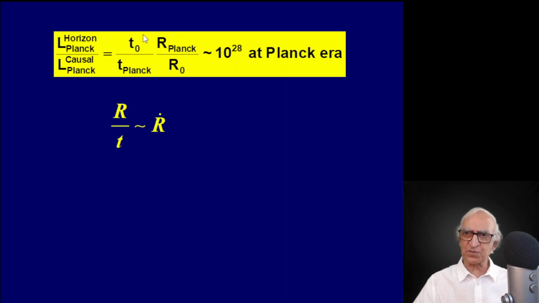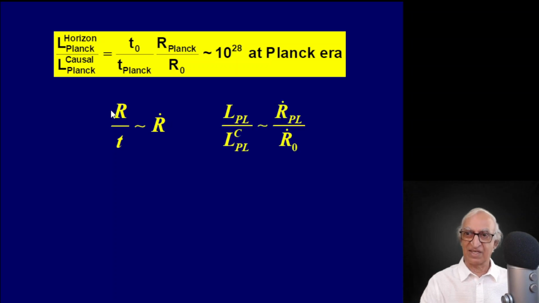Now look at this expression very carefully. There is R Planck in the numerator, there is T Planck in the denominator. There is R naught in the denominator and T naught in the numerator. So there is this factor R over T. Now you can write R over T as approximately dR by dt, R dot, or the rate of change of scale factor with time, which is the expansion rate of the universe.